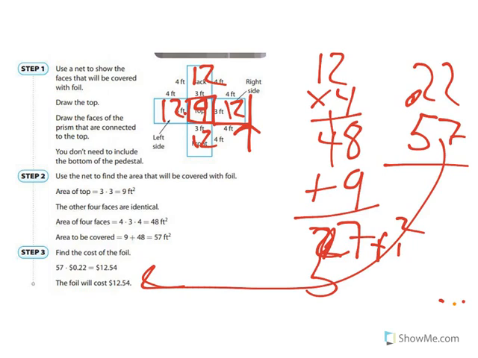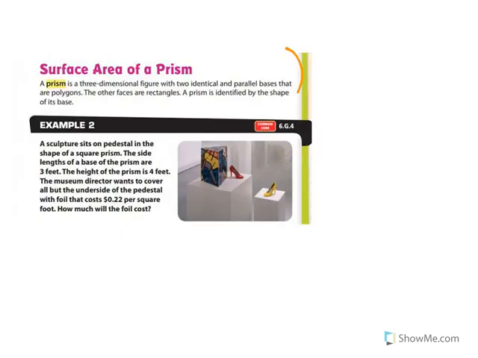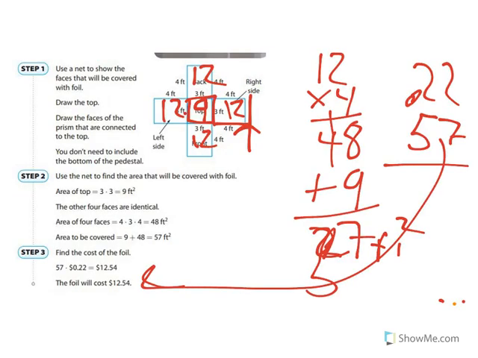All right, so always pay attention to that word problem. I'm just going to go back for a second. You'll see the museum director wants to cover all but the underside of the pedestal. All but the underside. That means that one of those squares is not going to be covered. If it was completely covered, you would add another 9 to it, and you would get 66 square feet. So you've got to be careful what they're asking for.